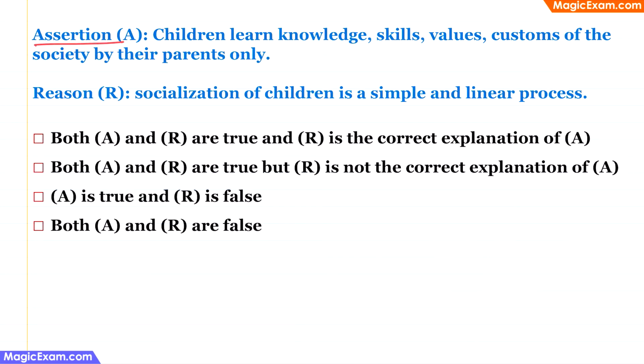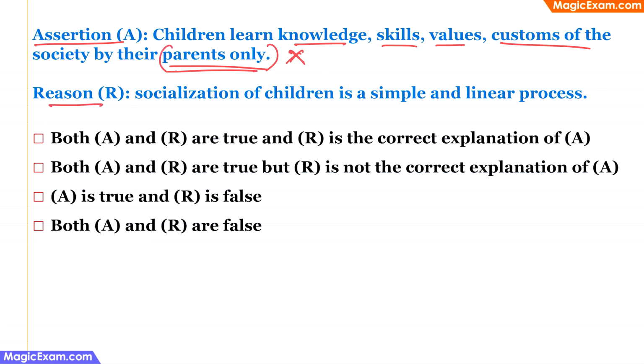Assertion A says that children learn knowledge, skills, values and customs of the society by their parents only. This is an incorrect statement, because children learn a lot of things not just through their parents but also through their interaction with other family members, with their community members, through interaction with their peers and classmates and teachers. Therefore, parents only is incorrect.